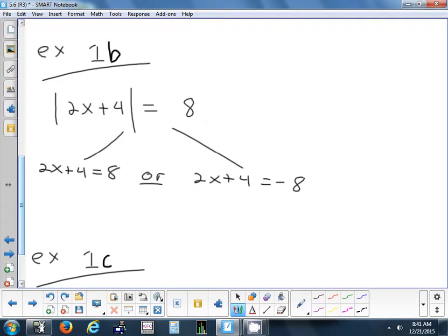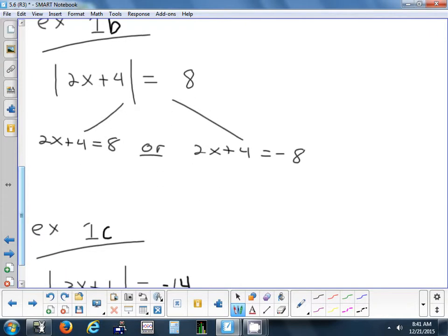Okay. Now solve each problem. We're not going to do it graphically this time. We're just going to solve it, get our 2 answers. Callan, what's my first step? Yep, I'm going to subtract 4. Subtract 4. Plus 4 minus 4, that cancels out. We get 2x equals 2.